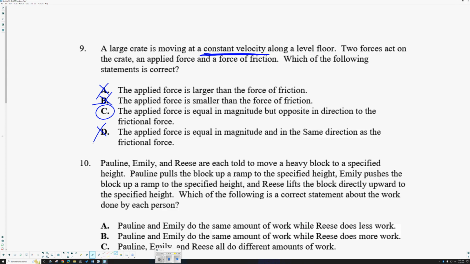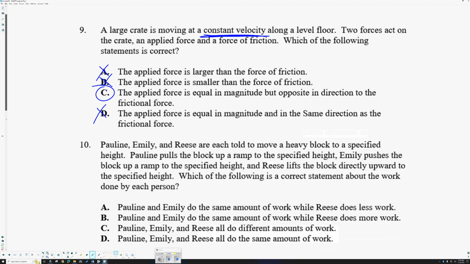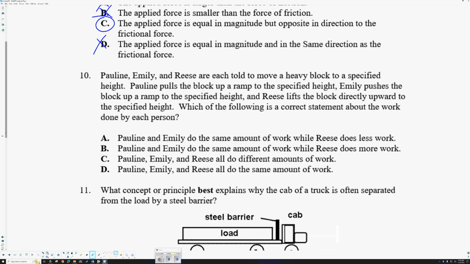Pauline, Emily, and Reese are each told to move a heavy block to a specified height. Pauline pulls the block up a ramp to a specified height. Emily pushes it up to the same height. Reese lifts the block directly straight up to the specified height. Which of the following statements is correct about the work done? They all do the same amount of work, right? They're all getting to the same height. Regardless of how they accomplish that, it required the same amount of energy to do that. So we'd say that the work done would be the same.